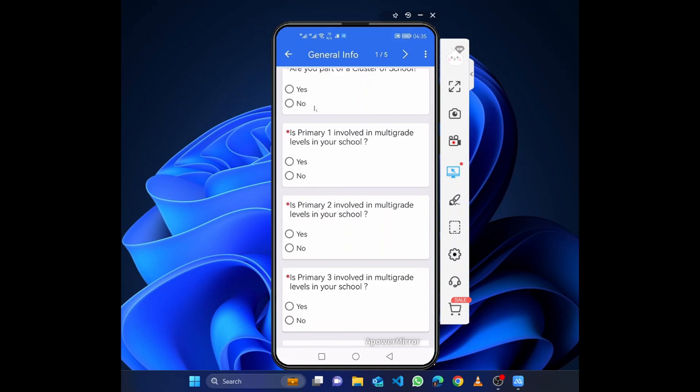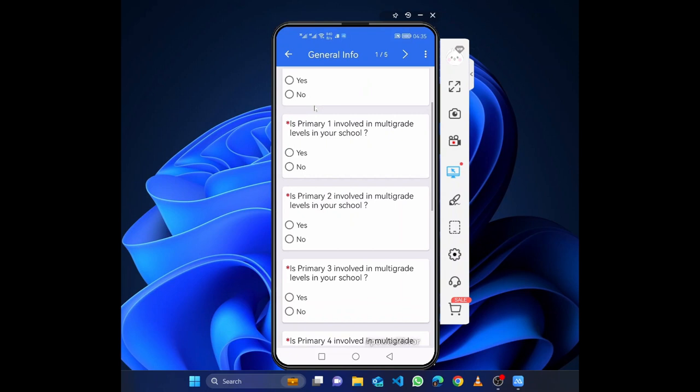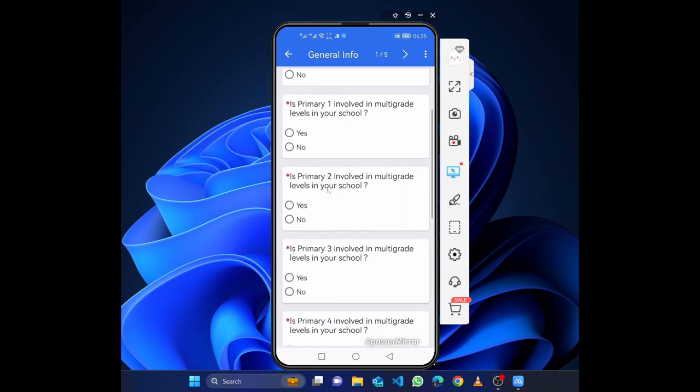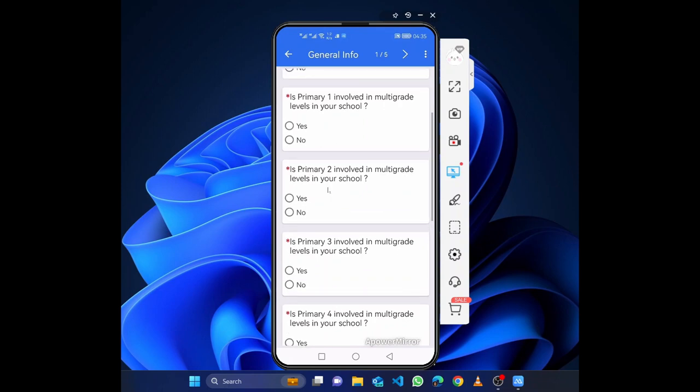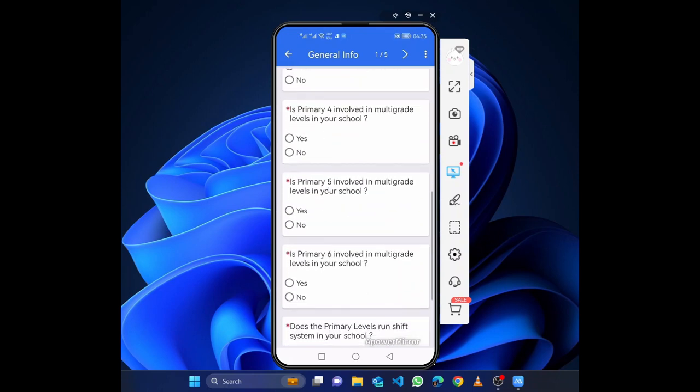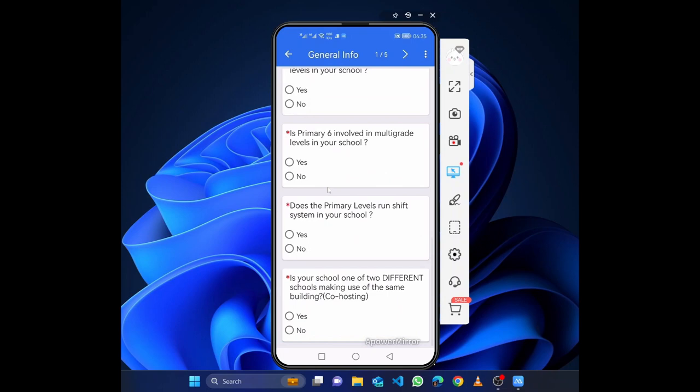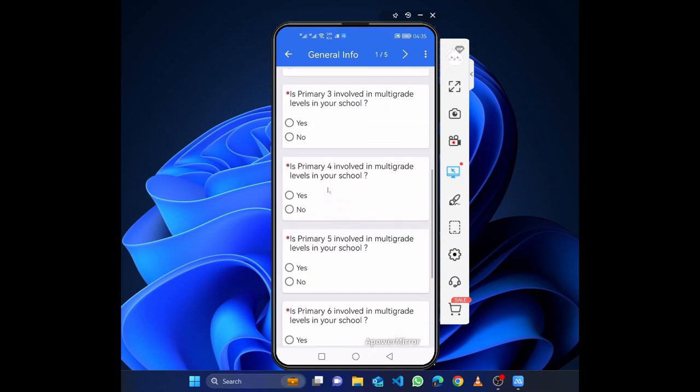Then, is your school involved in multi-grade teaching? Multi-grade simply means we have two or three levels, like class 1, class 2, class 3, or class 1 and class 2, being taught by one teacher. Then you choose yes or no for all this. If it is yes, you choose; if it is no for your school, you do that.